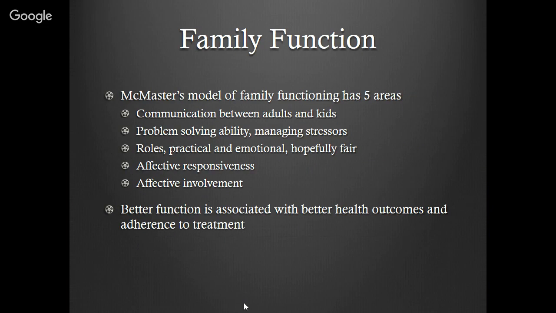You guys might have seen a big circle that had all of these in it. Basically, there's five parts that this McMaster guy thinks are part of family function. There's communication, problem solving, roles, and different sides of affect. Affect is basically the way that people look like they feel rather than how they say they feel. So if someone's walking around dressed in black and they're like, ugh, they have a depressed affect. So it's about how people respond to that and how they're involved in each other's lives. And the better the function is, the better people's health outcomes tend to be.